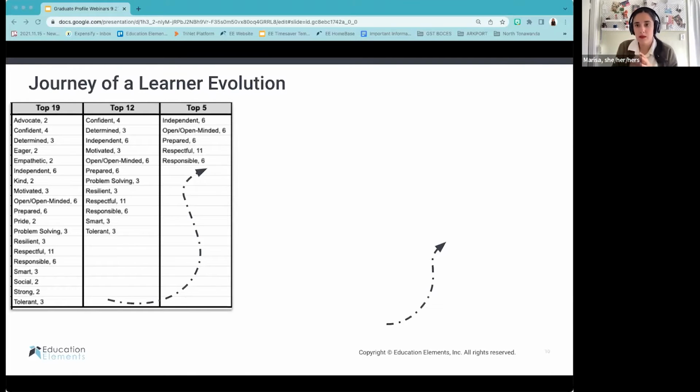So that's what we're referring to. Their graduate profile is called Journey of a Learner. And this is kind of a little bit of our evolution. So we first started with community engagement.